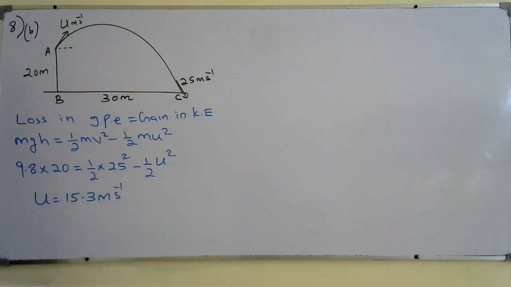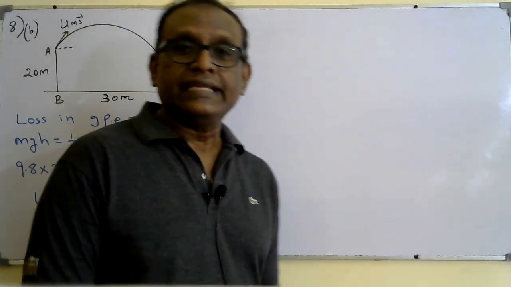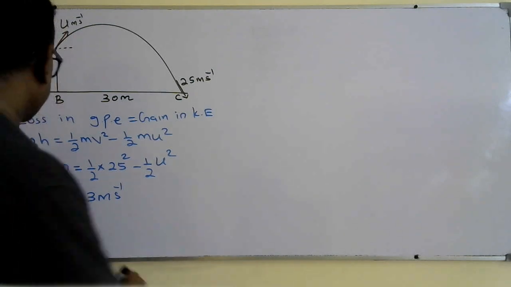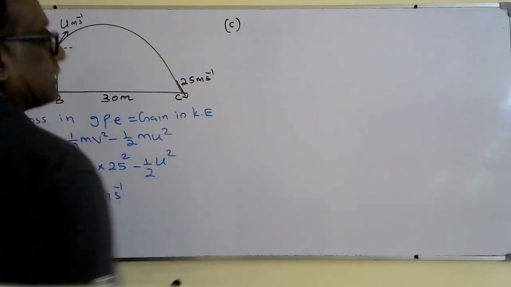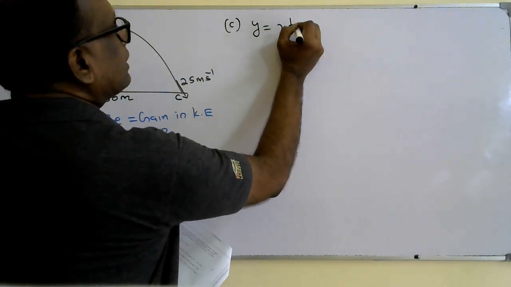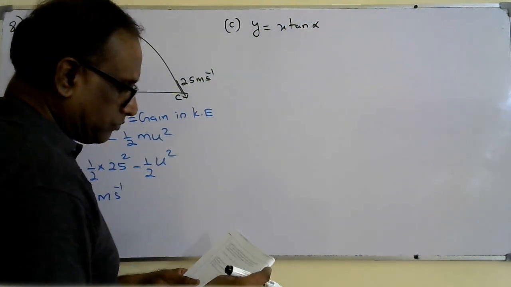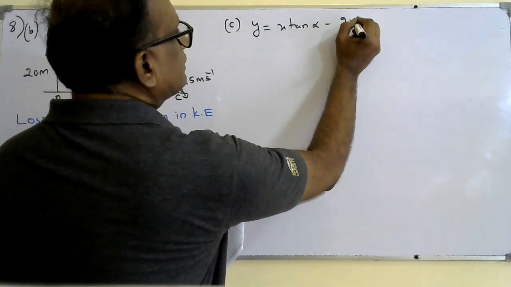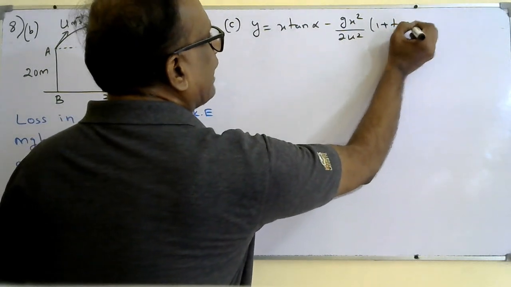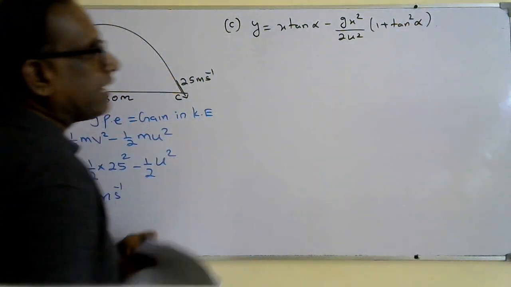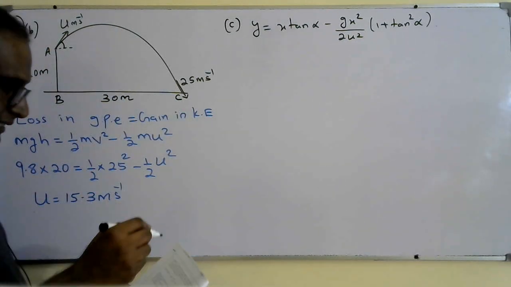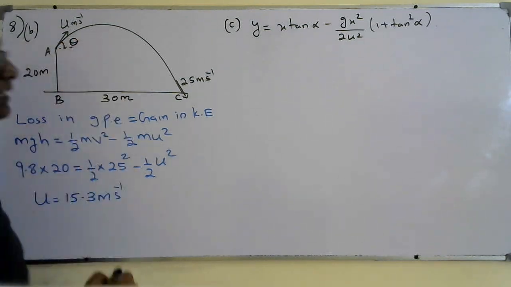Okay, last part, the C part. Find the value of theta. For that, I am going to use the equation that we derived, that is y = x tan alpha minus g x squared over 2u squared into (1 + tan squared alpha). We derived this. Alpha is the angle with the horizontal line. This is given here as theta. It doesn't matter. Instead of alpha, we need to replace theta.